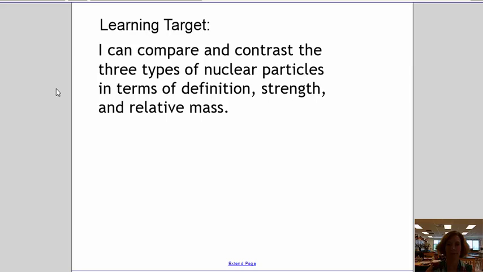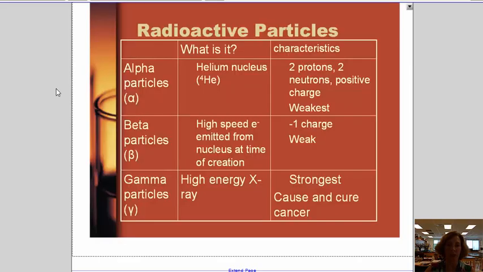We're starting with our target. I can compare and contrast three types of nuclear particles in terms of definition, strength, and relative mass. So this is going to start our little nuclear learning target. So you need to pause the video and copy down this chart.